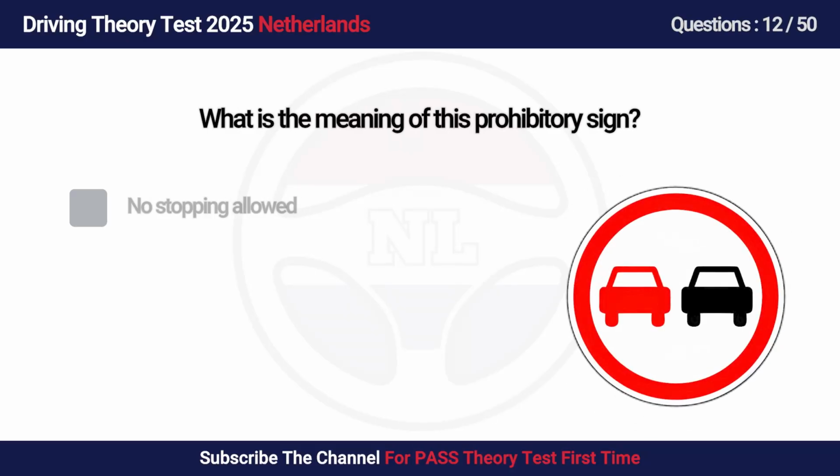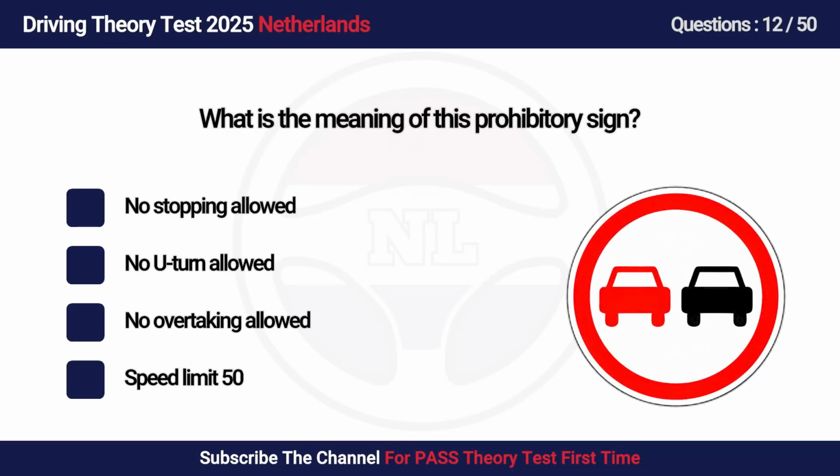Question 12. What is the meaning of this prohibitory sign? A. No stopping allowed. B. No U-turn allowed. C. No overtaking allowed. D. Speed limit 50.